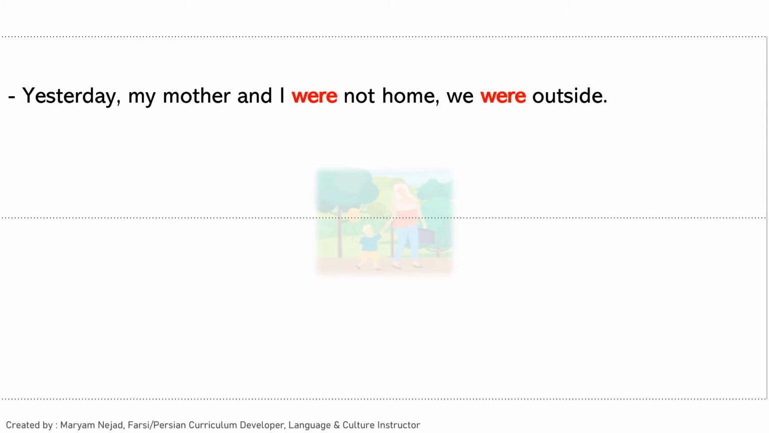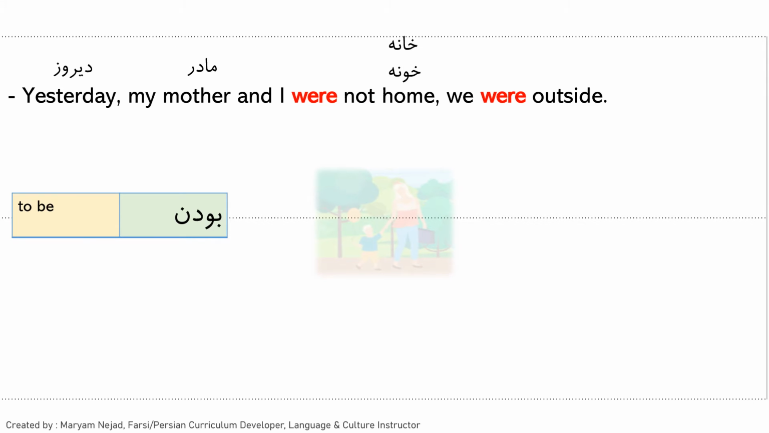Now that we have learned how to form past tense, we can start making some sentences. But before that, if you need the vocab that are used in this lesson, there's a link in the description box. You can just click on it and you can find the vocab there with their pronunciations and transliterations. All right, so the first sentence here, it says, yesterday my mother and I were not home, we were outside. So the verb that is used in this sentence is بودن. Here are the other vocab. Yesterday is دیروز, mother is مادر, home is خانه, but in the spoken language it's pronounced خونه. And then outside is بیرون.